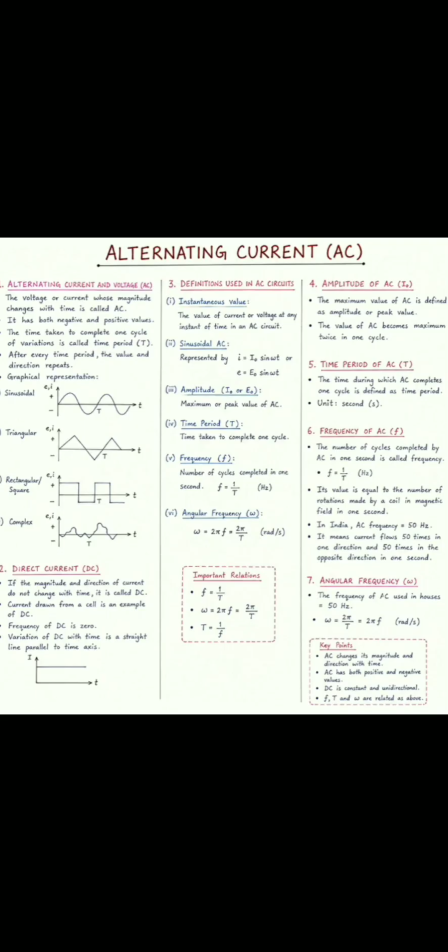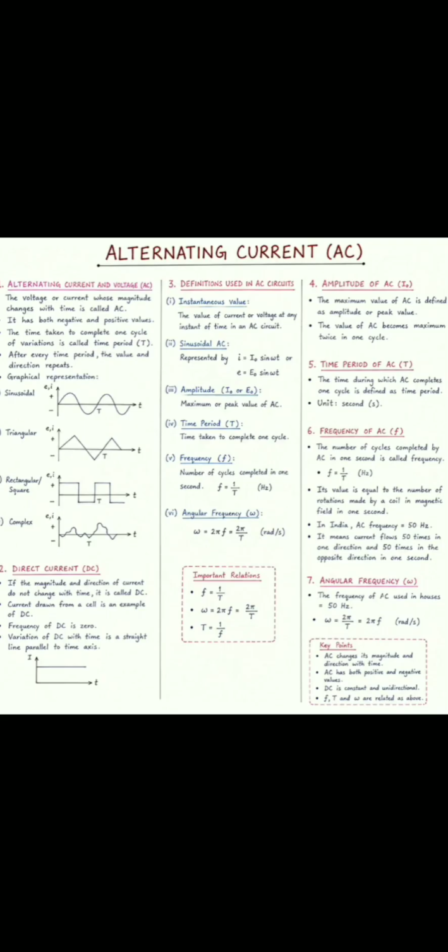Next one is direct current, DC. If the magnitude and direction of current do not change with time, it is called DC. In alternating current the magnitude of voltage or current changes with time, but in direct current the magnitude of voltage or current does not change with time. Current drawn from a cell is an example of DC. And the frequency of DC is 0. It is very important: frequency of DC is always 0.